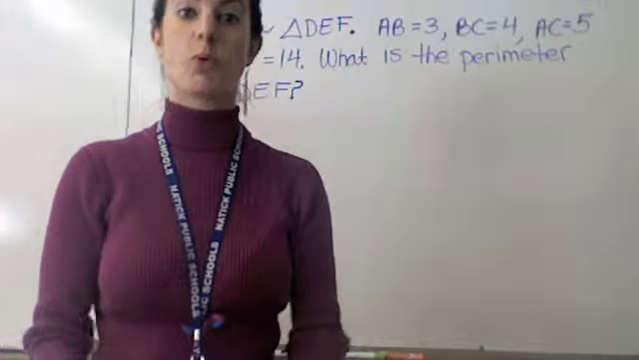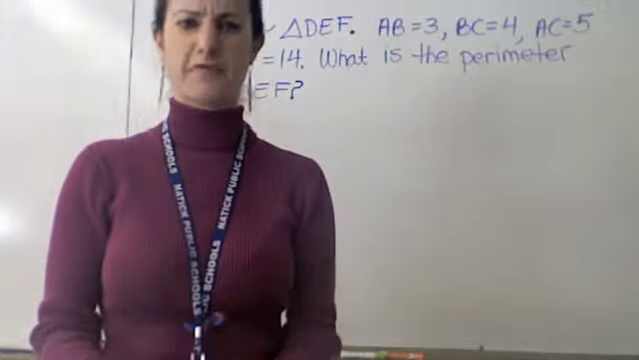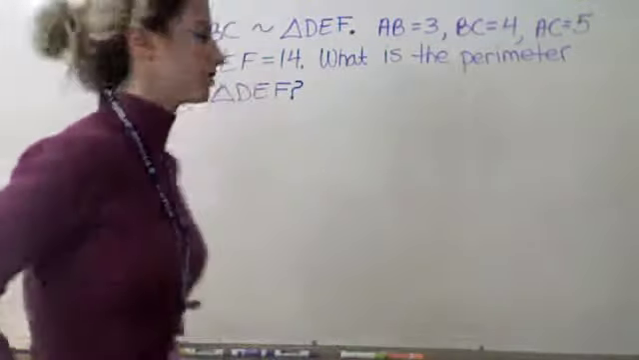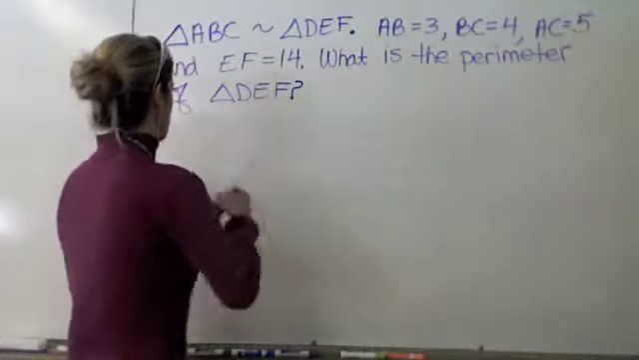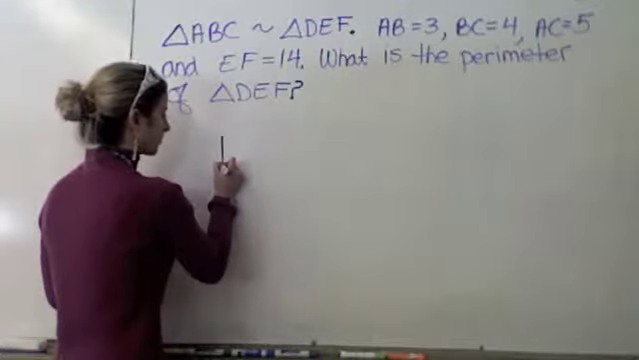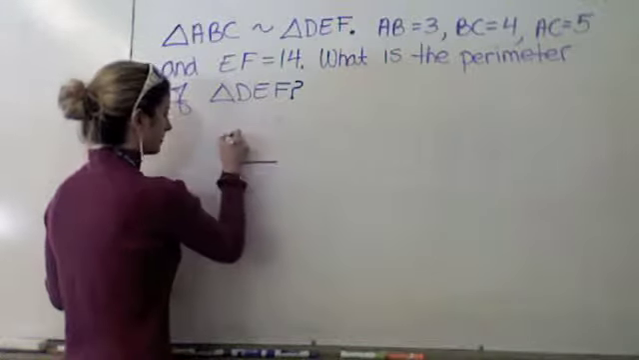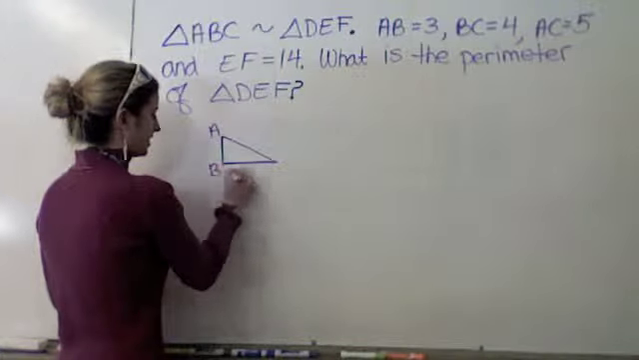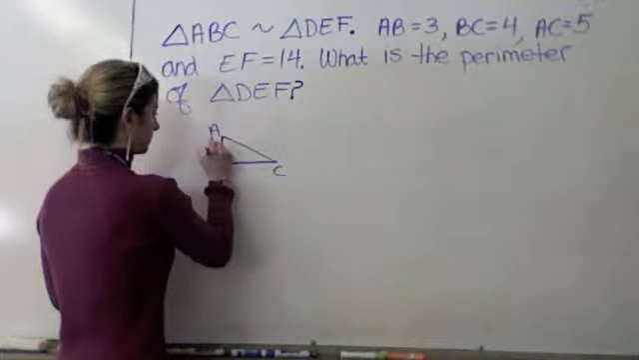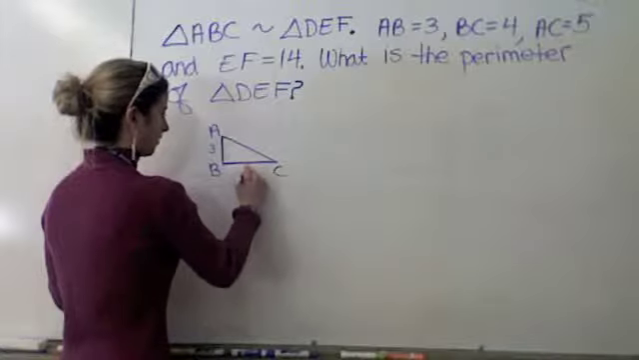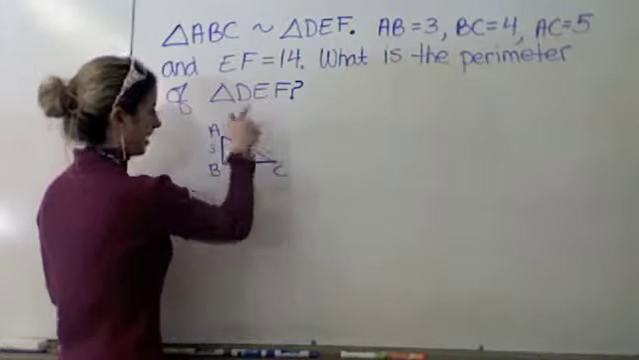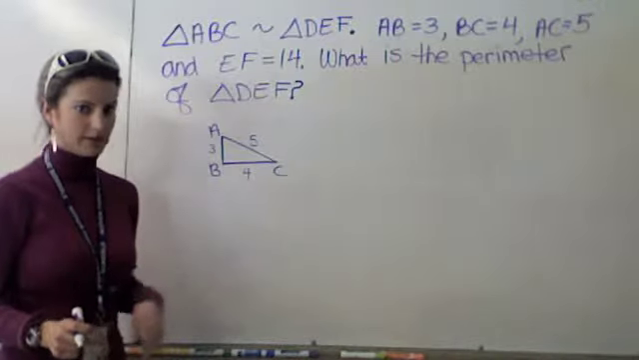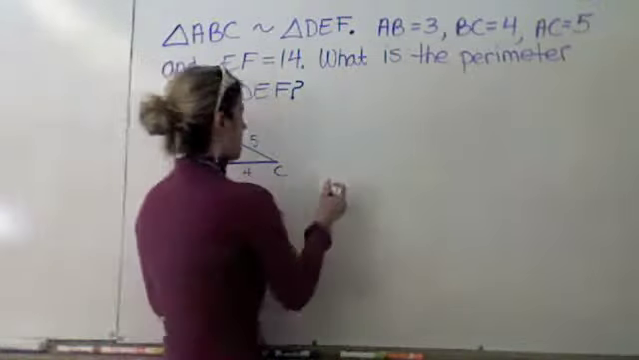A lot of times when we see words, we can get confused, but a picture makes things a lot more clear. So I'm going to draw a picture for this one. So I'm going to pretend that this is triangle ABC. So A, B, C. So 3, 4, and 5. Good. So I drew my picture. I labeled everything. Labeling is so important.